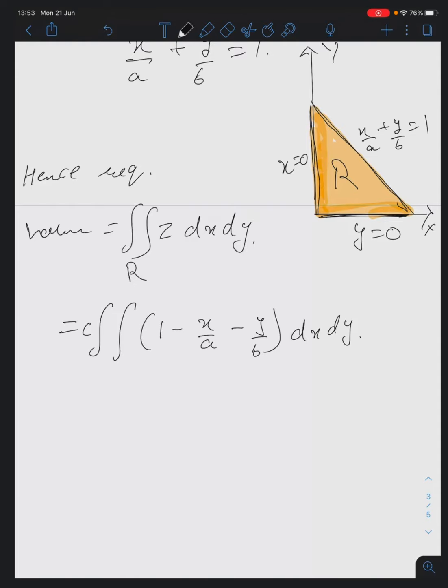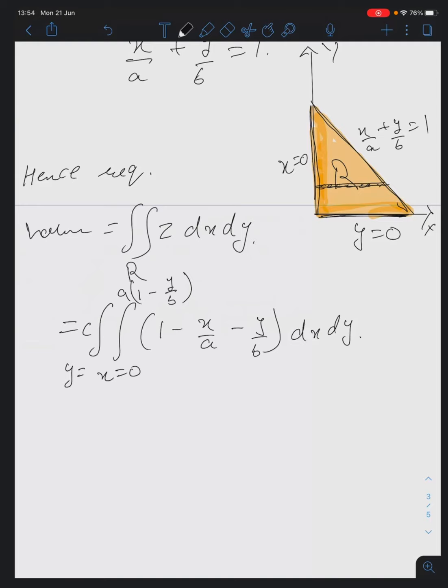Now write down the limits of x and y. If I have written dx dy, I'll take the horizontal strip and write down the limits of x. So limits of x is from where to where? 0 to 1 minus y by b, into a. Yeah, into a, of course, into a.